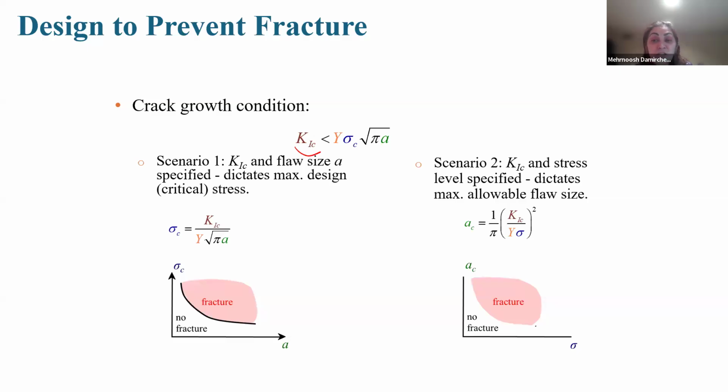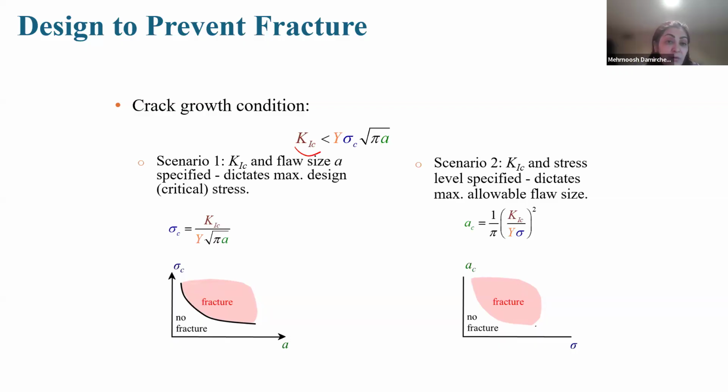So when designing to prevent fracture, the main goal is to keep the stress intensity below the material's fracture toughness. If the stress intensity reaches the fracture toughness, the crack becomes unstable and the material can fail.